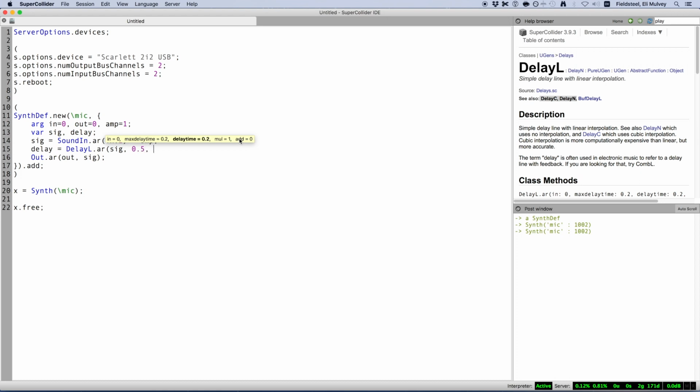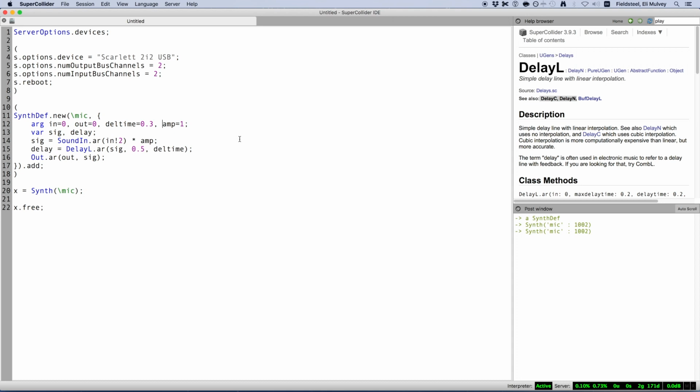And third is the actual delay time. And this third value must not exceed the second value. I'm not exactly sure what happens if you do exceed the maximum delay time. Possibly nothing disastrous, but certainly nothing good happens, so I don't recommend it.